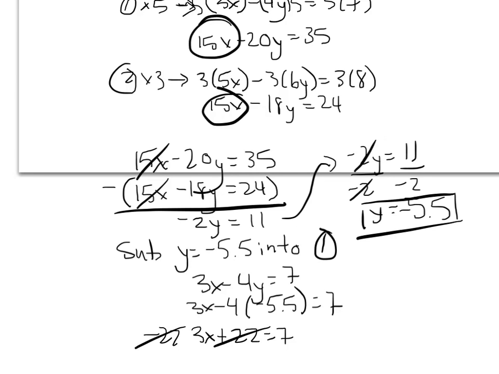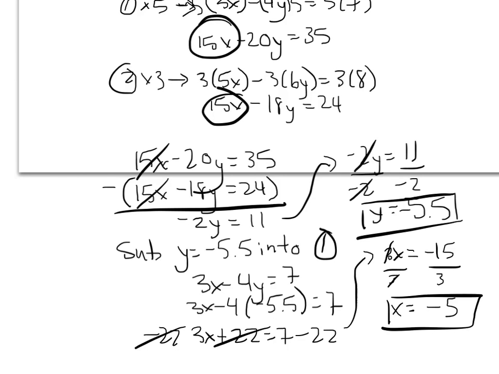This cancels. Minus 22. I get 3x equals negative 15. Divide by 3. Divide by 3. I get x equals negative 5. So my solution for this question is y equals negative 5.5 and x equals negative 5. And that's the end.